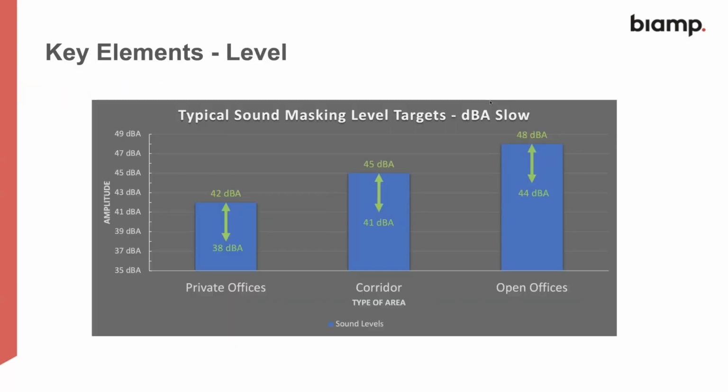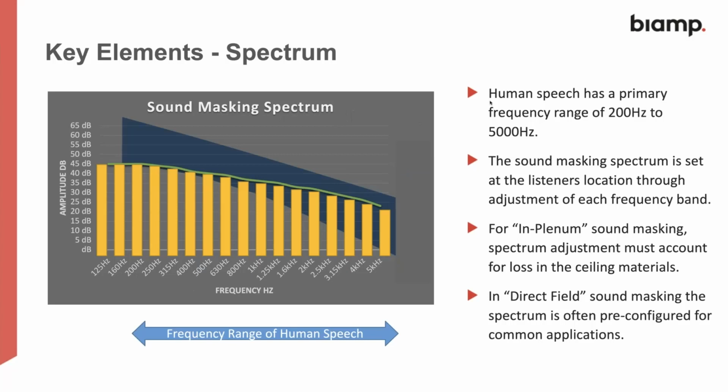To give you an idea of those zone areas that we've been showing there, we've shown the private offices, the corridor spaces, and then the open offices, and these vary from one area to another. So we're showing you the range here of sound masking level targets. As you can see, in the private office range, we're at 38 to 42 dBA. In the corridor, it's 41 to 45 dBA, and in open offices, it's 44 to 48 dBA. These are really important because it means that the type of sound masking is used appropriately in the different areas that are being covered.